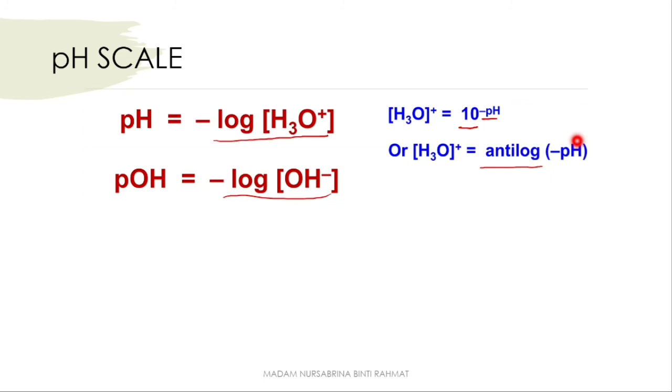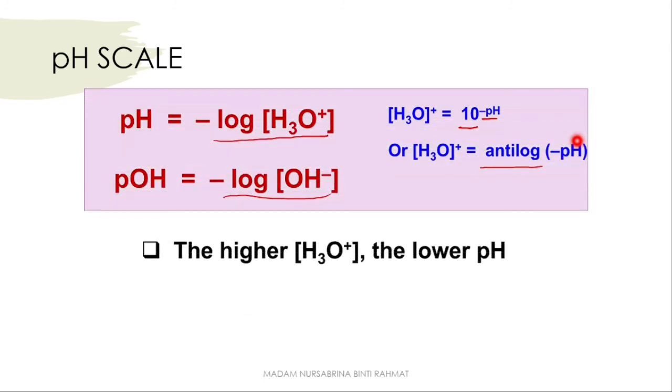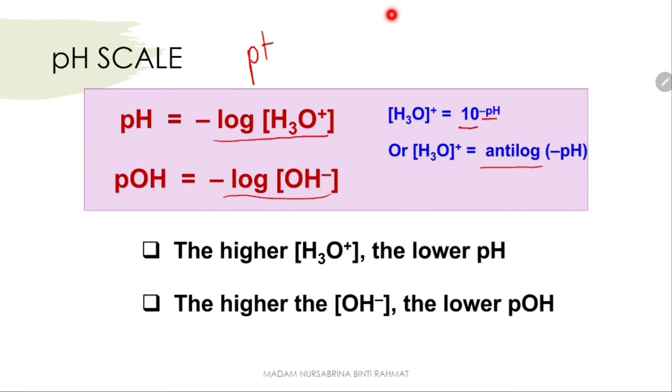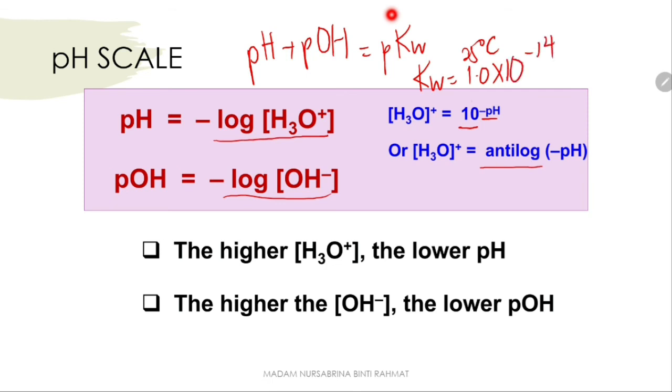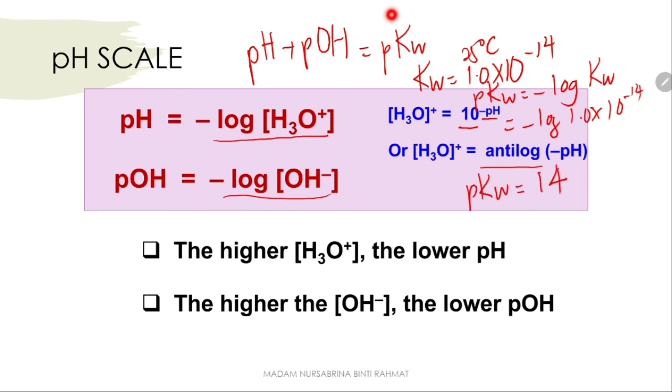So your pH and pOH are related to each other by pH plus pOH equals pKw. And what is pKw? Your Kw at 25 degrees C is 1.0 times 10 to the minus 14. So your pKw is negative log Kw, which is negative log 1.0 times 10 to the minus 14, which should be equal to 14. Okay, so your pH plus pOH is equal to 14.